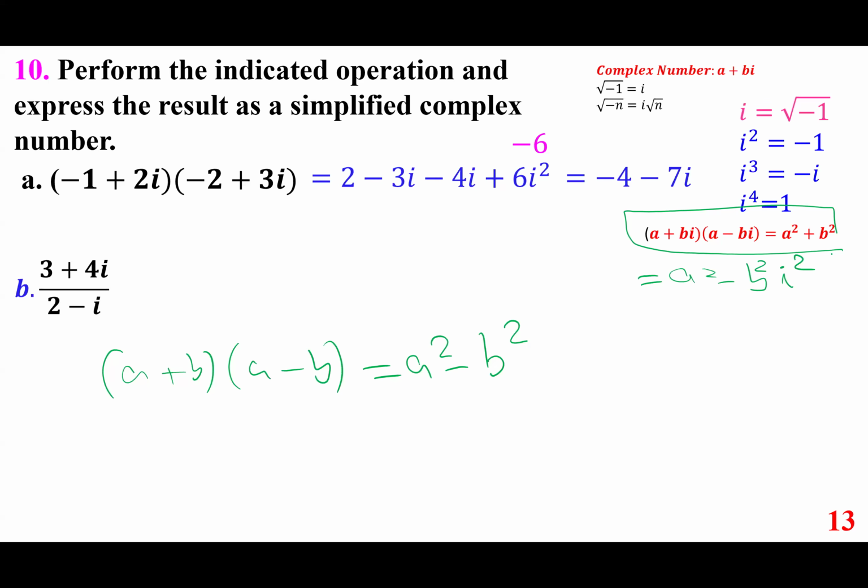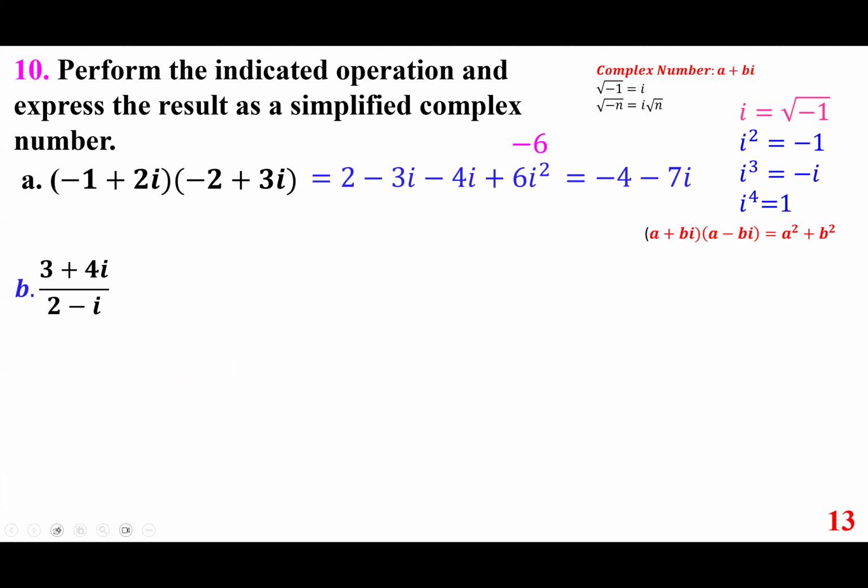Now, if they said divide or simplify or put it into standard form of a complex number a plus bi, they all mean the same thing. The process is very simple. You multiply by the complex conjugate of the denominator. Now, again, a plus bi and a minus bi are complex conjugates. Remember the conjugate, you just change the sign for one of them, right? So you multiply by 2 plus i and you divide by 2 plus i. The reason you do that is because this process makes the denominator a real number.